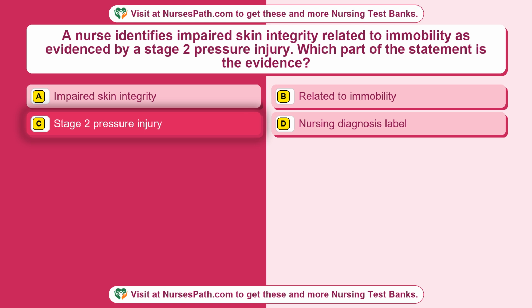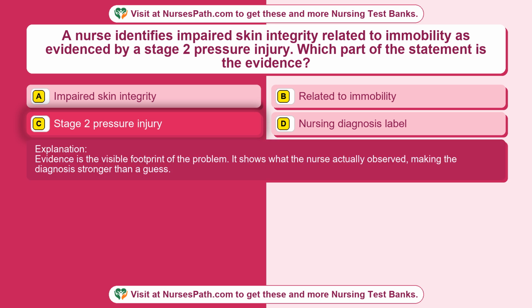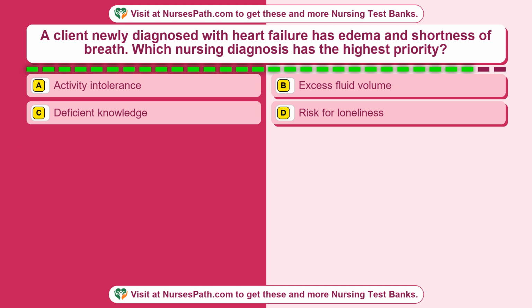Stage 2 pressure injury. Evidence is the visible footprint of the problem. It shows what the nurse actually observed, making the diagnosis stronger than a guess. Question 6. A client newly diagnosed with heart failure has edema and shortness of breath. Which nursing diagnosis has the highest priority?